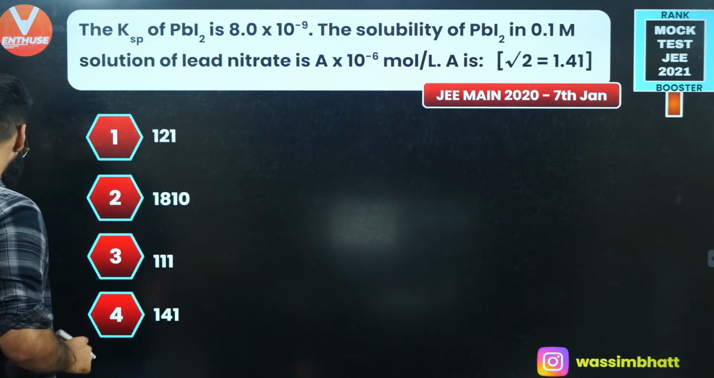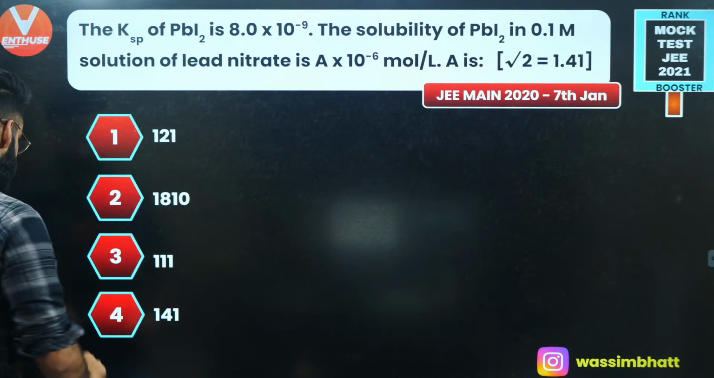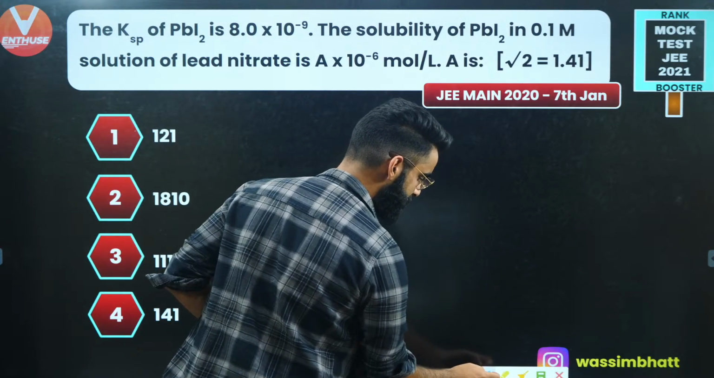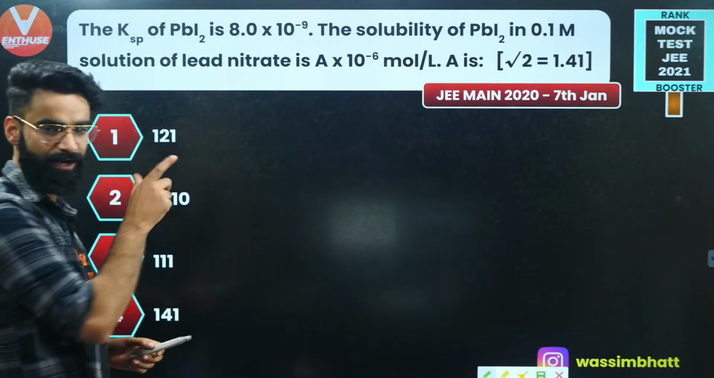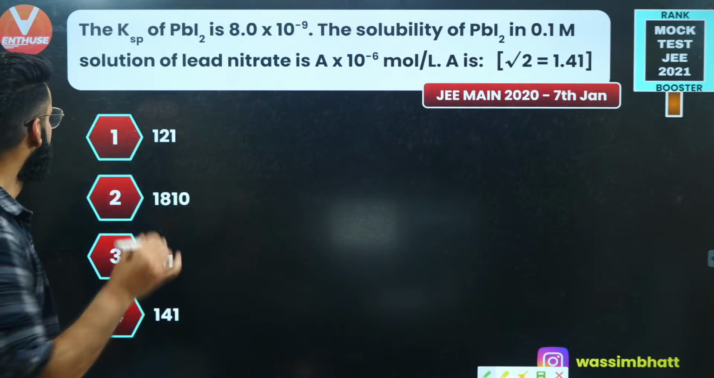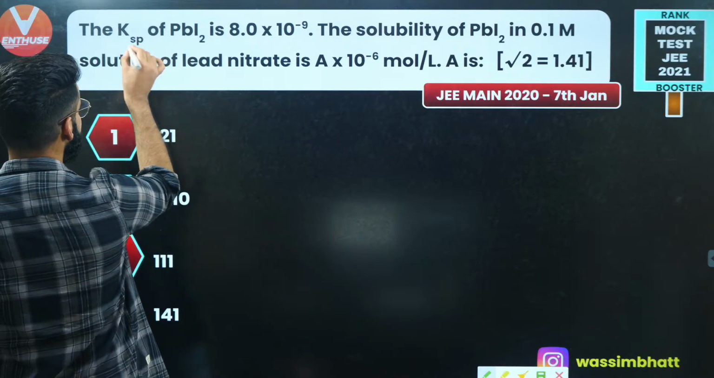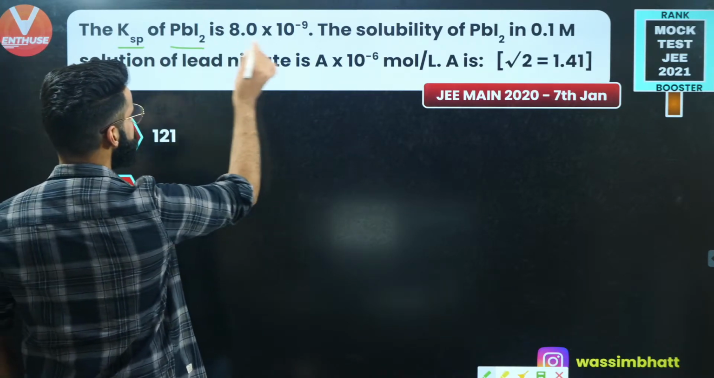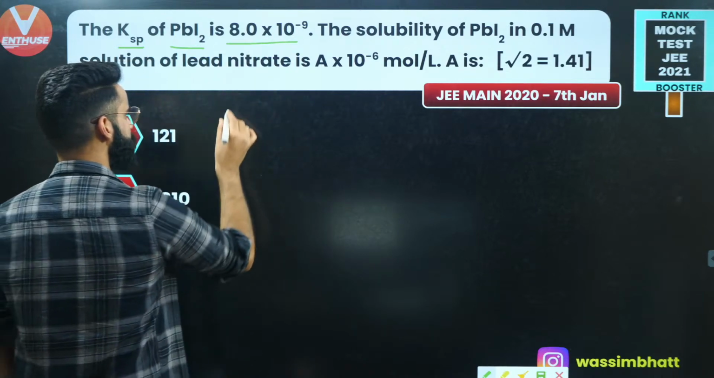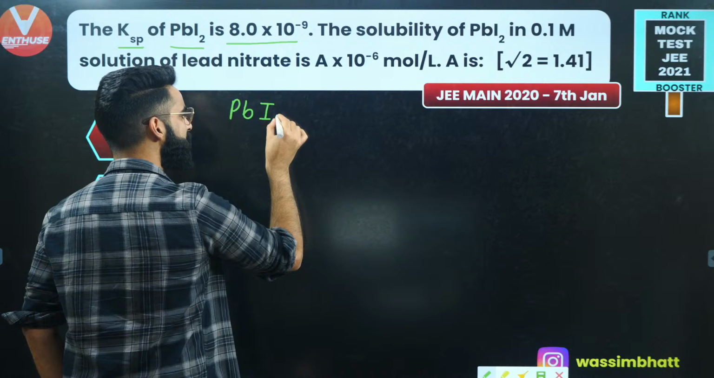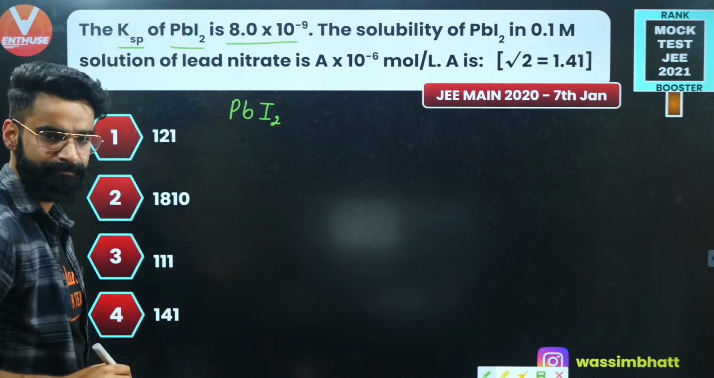Perfect, let's get going. Let's see how this question is to be solved. The question was asked in your mains 2020 7th Jan attempt. Understand properly how this question is to be solved. First of all, as far as the question is concerned, the solubility product, KSP, of PbI2 is given to me. So first of all, I have got PbI2 with me and its solubility product is given to me, right?